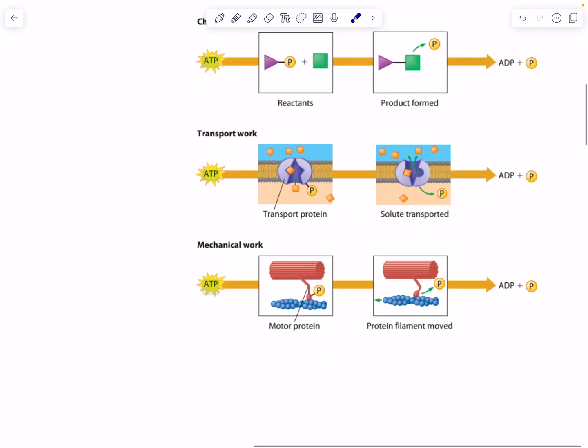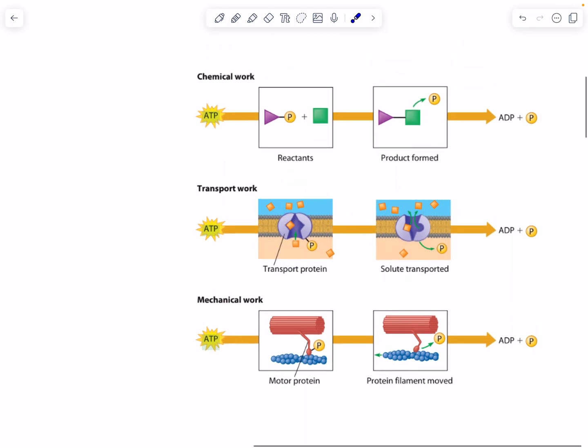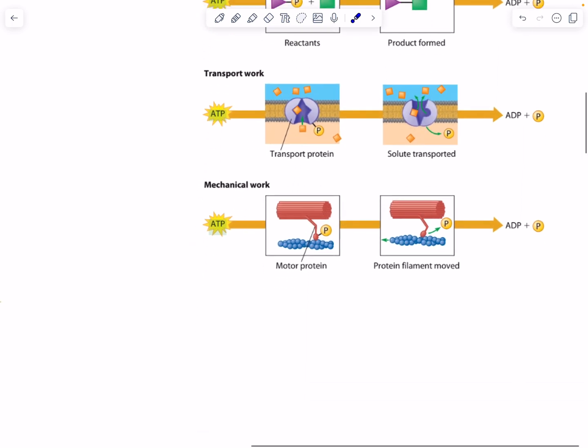We can take ATP and use it to pump solutes, dissolved things in aqueous solution in the cytoplasm of cells. We can use it to pump these things across a membrane against their concentration gradient. So remember, this is active transport. We're moving things from an area of low concentration to an area of high concentration, so it takes work, and we can use ATP to do that work. And then we can also use it to do mechanical work.